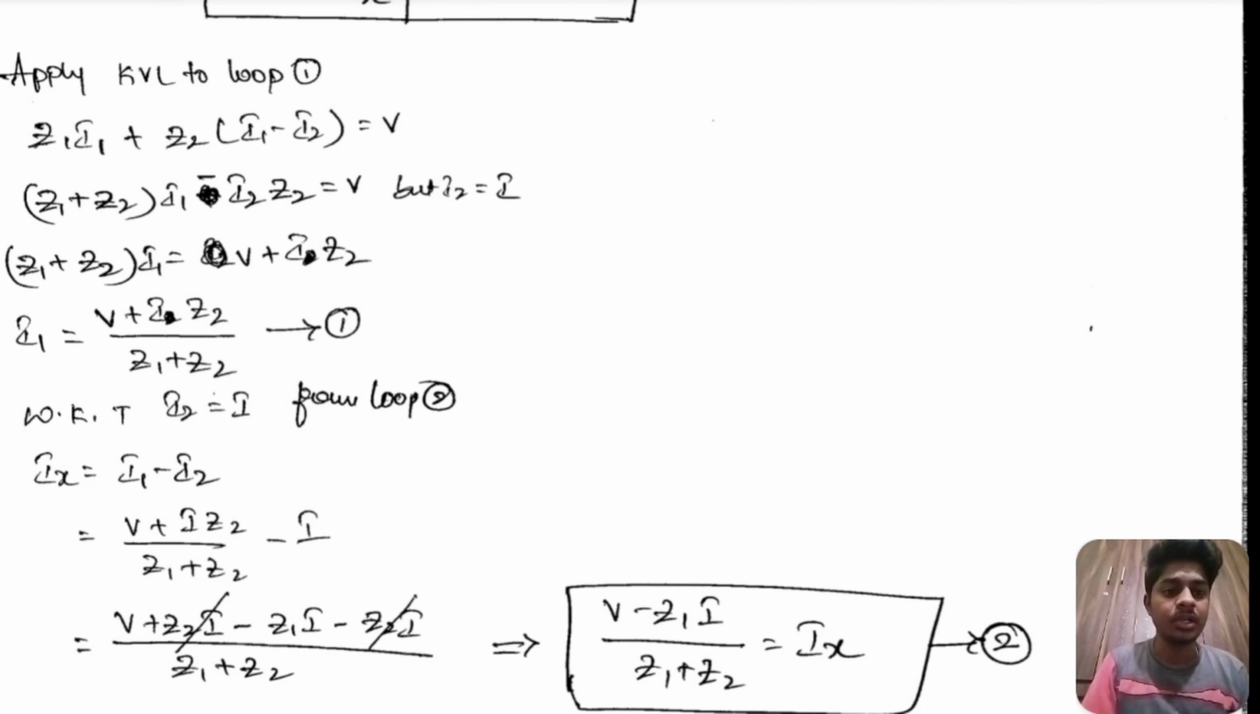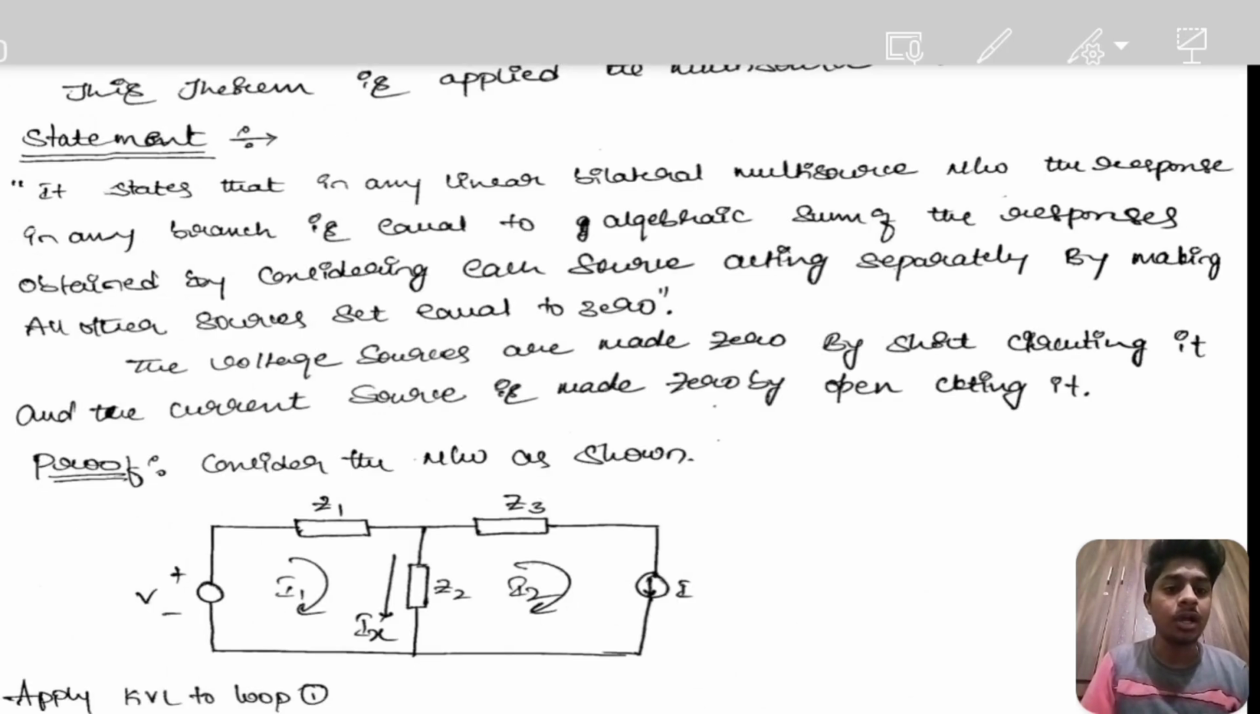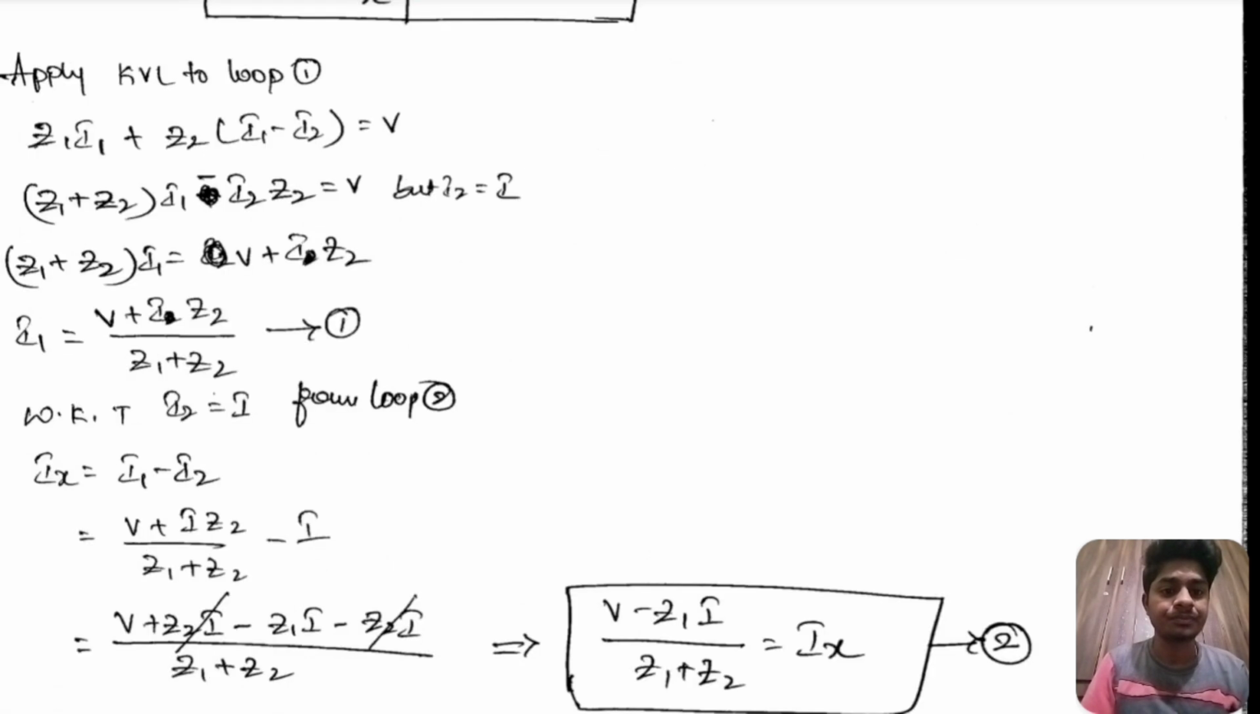And for loop 2, let us apply KVL. We know that already in the circuit I equals I2. Ix equals I1 minus I2, which is (V plus I Z2) divided by (Z1 plus Z2) minus I, giving Z2I minus Z1I minus Z2I. Z2I gets cancelled, and the final equation is Ix equals (V minus Z1I) divided by (Z1 plus Z2).